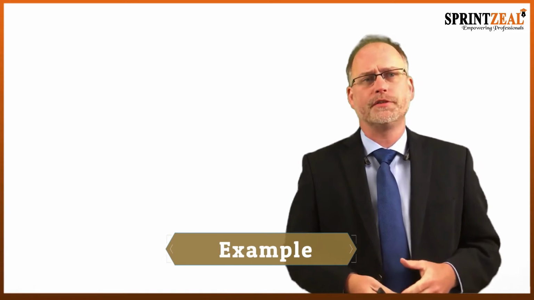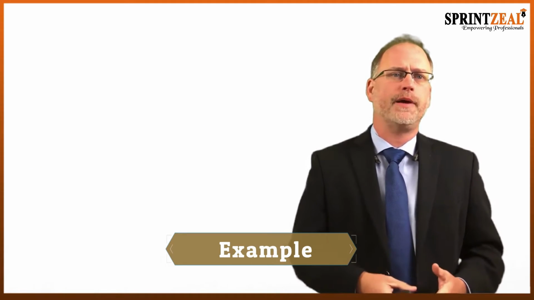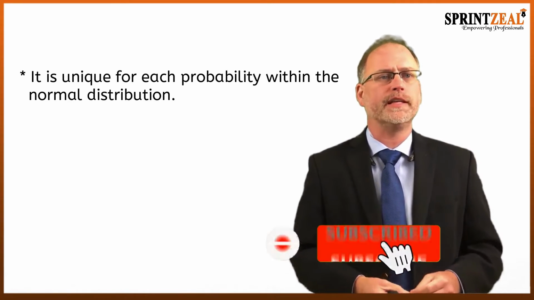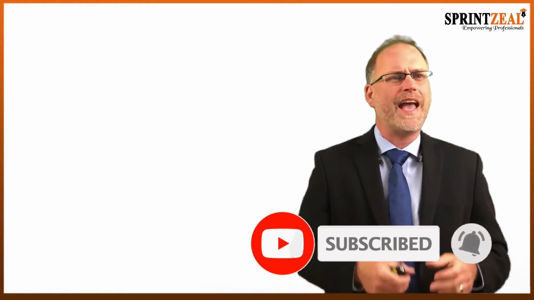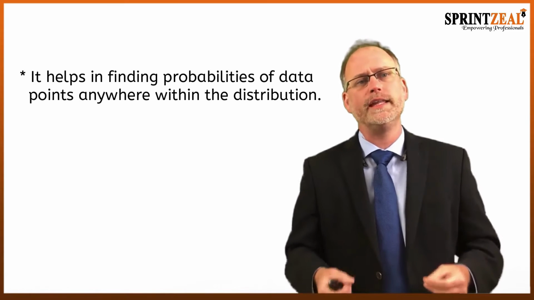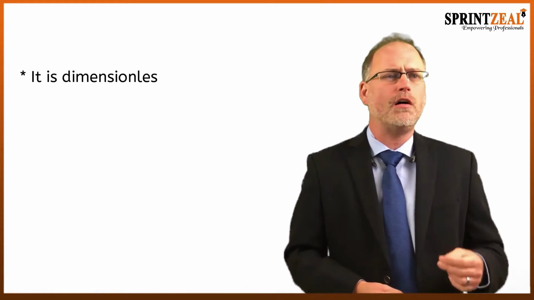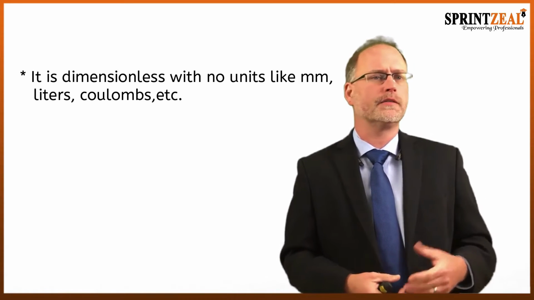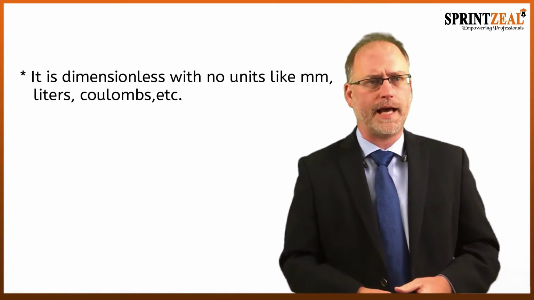In a normal distribution, to standardize comparisons of dispersion, a standard z variable is utilized. The use of a z value is that it is unique for each probability within a normal distribution, and it helps in finding probabilities of data points anywhere within the distribution. It is also dimensionless, which means there are no units like millimeters, liters, or coulombs.